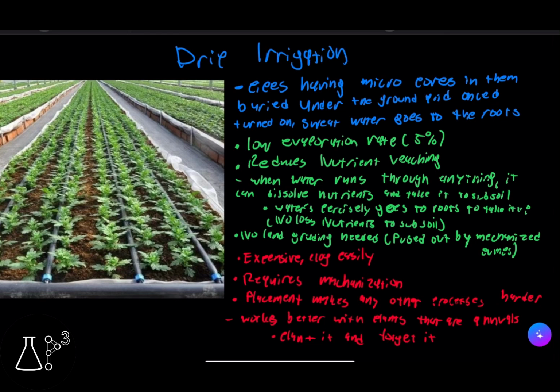And placement makes any other process harder, and it works better with plants that are annuals, or basically we just plant it and we can forget it, kind of like an apple tree that we can just plant and pick from. So this is what happens with drip irrigation. It's the best one because we get the lowest rate of evaporation, but it's going to cost more money. We actually need machinery, and the placement is very important.